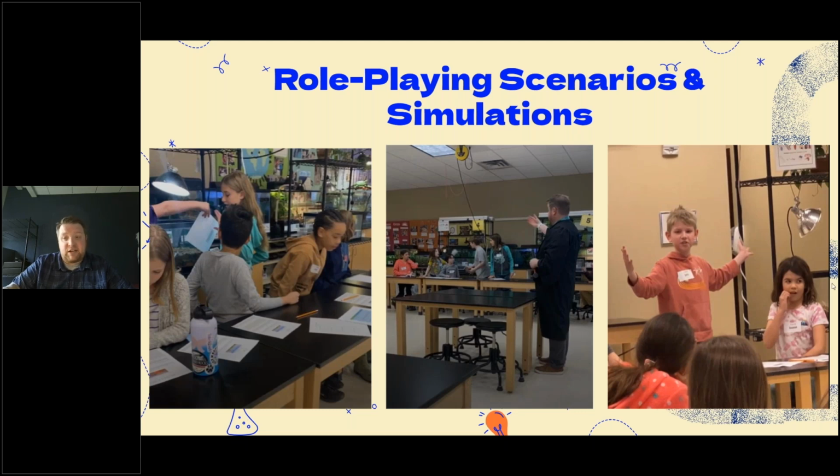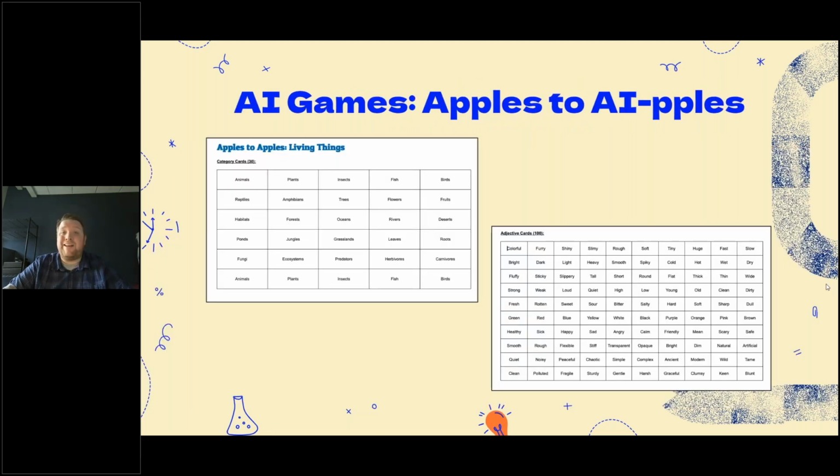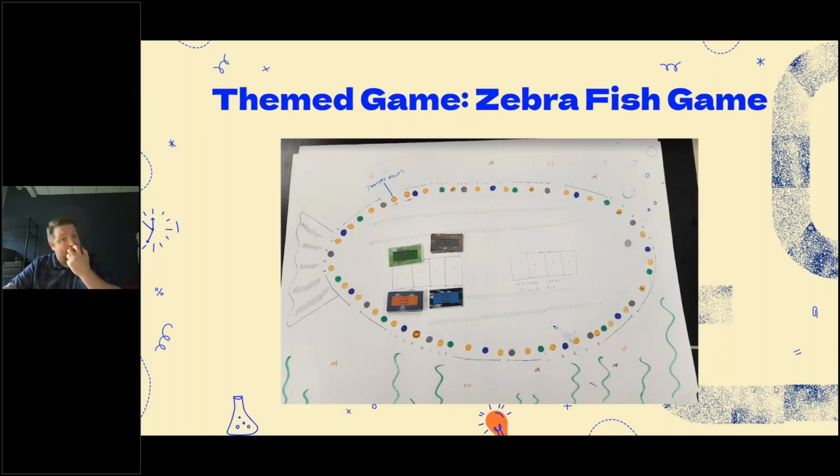So role playing scenarios are great. There are a ton of AI games to consider as well, things that AI will create that will make it a little bit easier. For example, here's Apples to Apples. If you have a concept or a unit that you want to teach, creating those category cards and adjective cards, and then having your students make the connection between those two can be super powerful. And then we have here the ones that take a little bit more, the themed games or the fully customizable games.